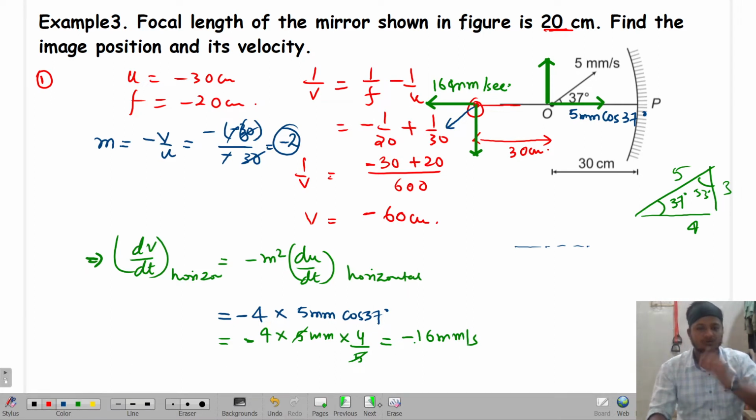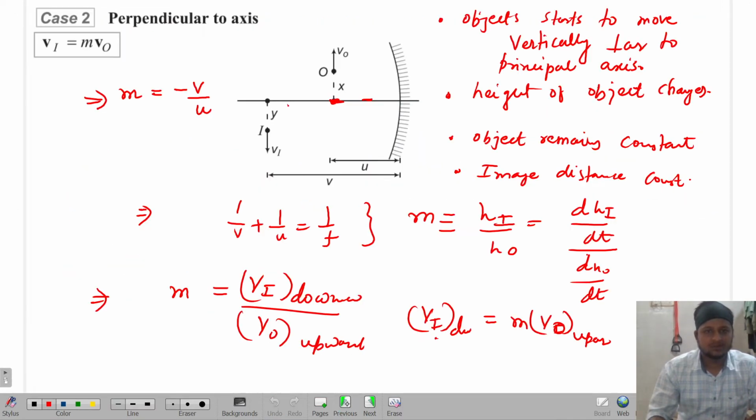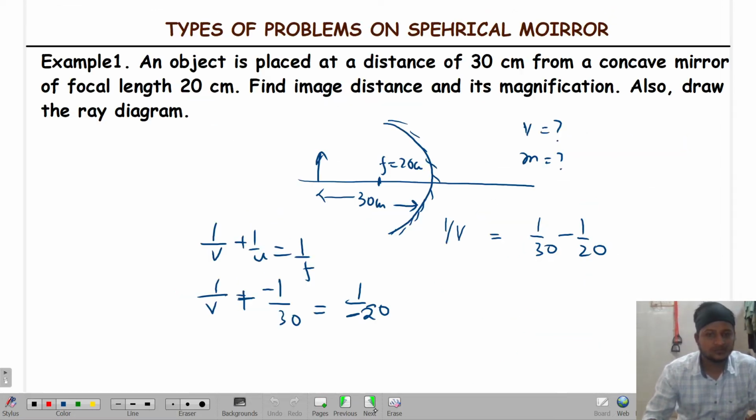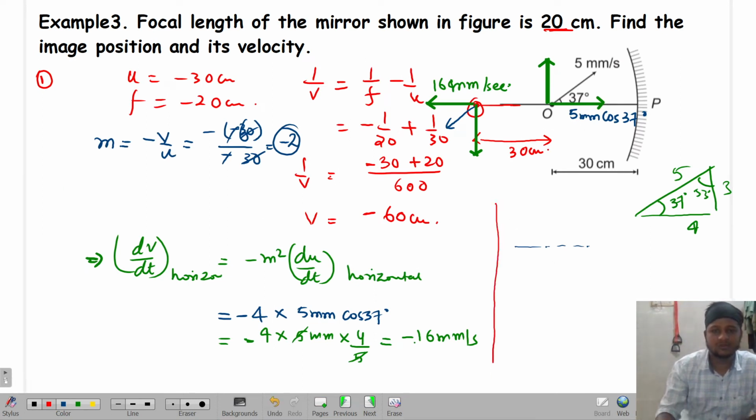Okay, now try to see, if I consider the vertical movement, like if the object moves perpendicular to the principal axis, what is the formula? The image velocity V_I is just m times the object velocity. So for perpendicular movement, I'm doing the calculation over here. V_I vertical is equal to m times the velocity of the object vertical.